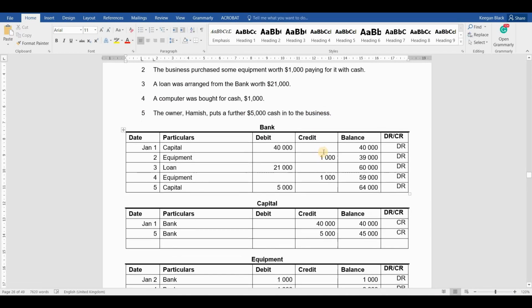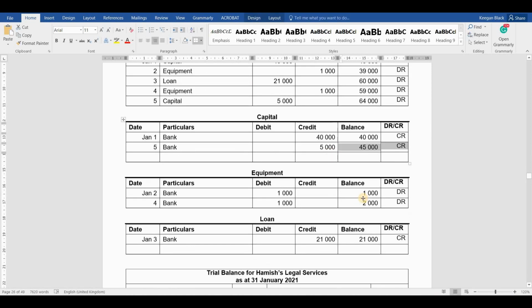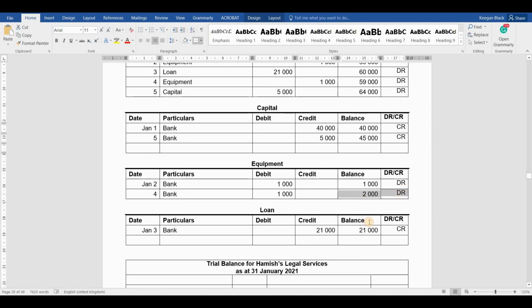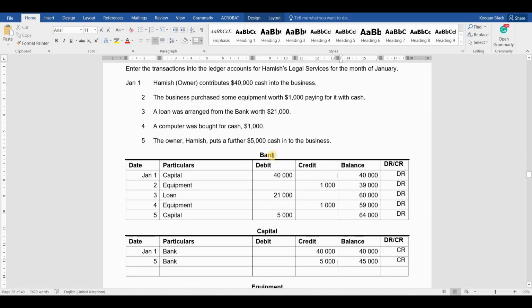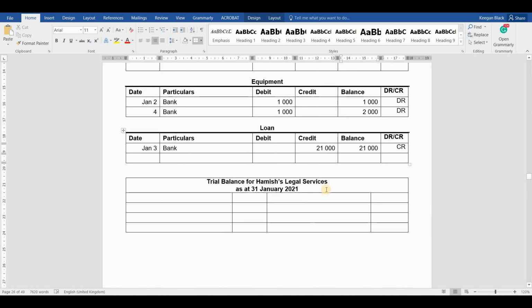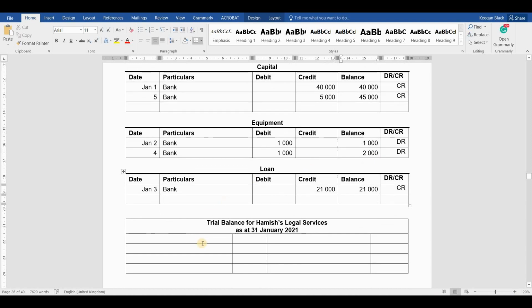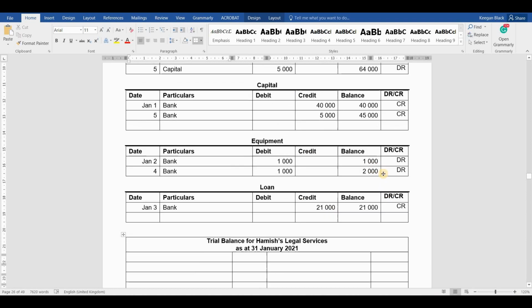And once you do, you should end up with final balances like I have, 64,000 of debit in bank, $45,000 credit in capital, 2,000 debit in equipment, and 21,000 credit in loan. Once you've completed all the transactions for your ledgers, you can then go on and do a trial balance. Luckily, a trial balance is much easier than doing ledgers. There's no cross-references or things like that. All we need to do for a trial balance is go through each of our ledger accounts and put them in where they should be. So let me show you what I mean.